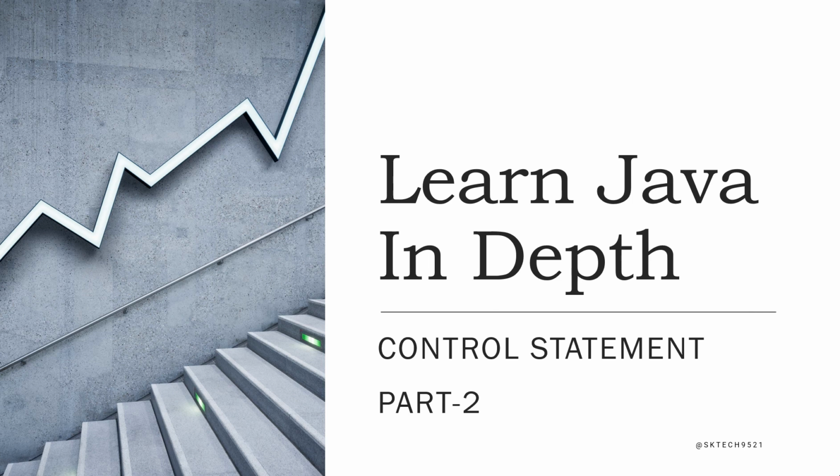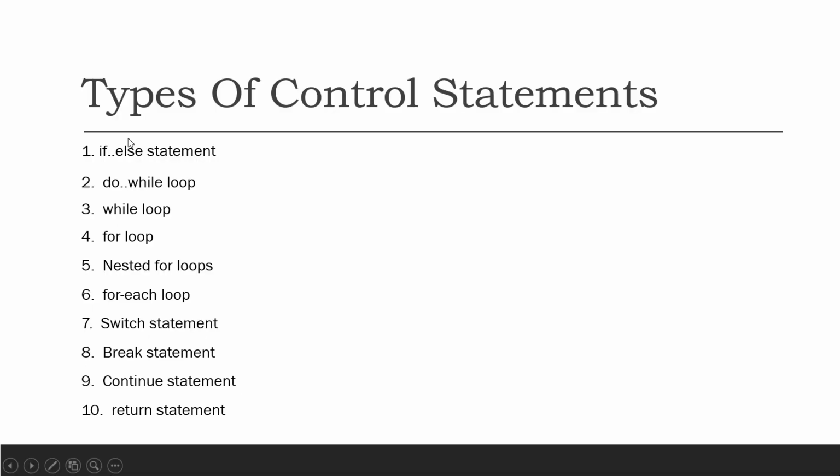Today we are going to discuss the remaining part of the control statements. In my previous video, we discussed some of the control statements. These are the types of control statements available in Java. We have already discussed the if-else statement, do while statement, and for loop statement, and I have already included that video link in the details section. Today we are going to discuss the remaining part.